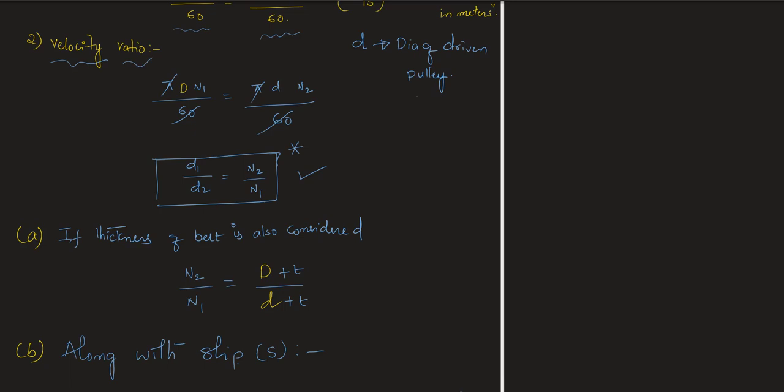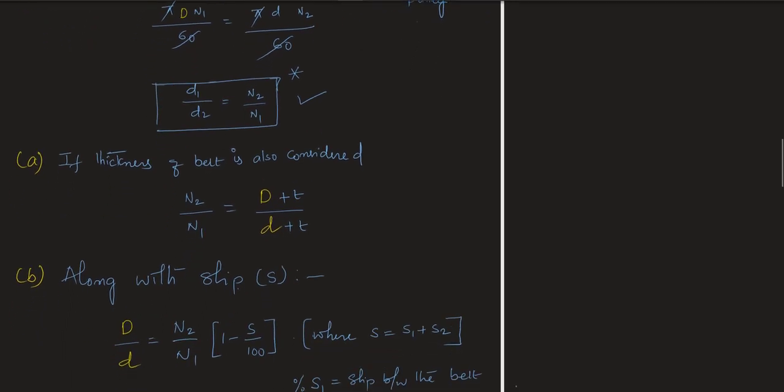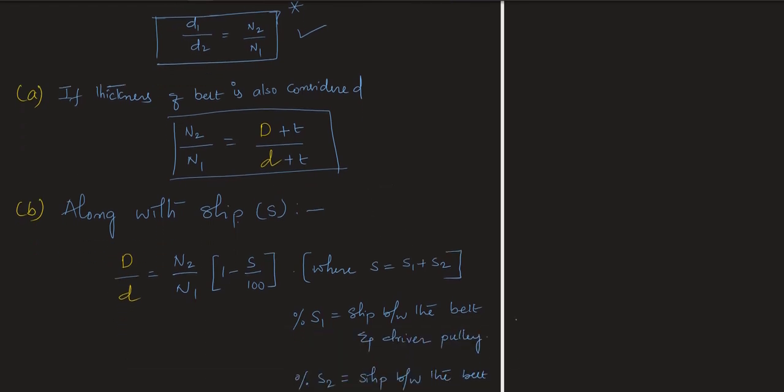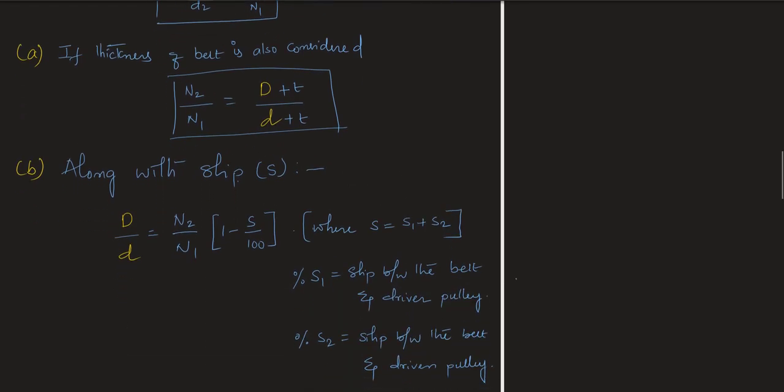If we consider the thickness, the formula changes to this one. We will be adding t here, where t is the thickness of the belt. Next is along with the slip. When we consider the slip, the velocity ratio formula changes to this one, where S is the total slip.